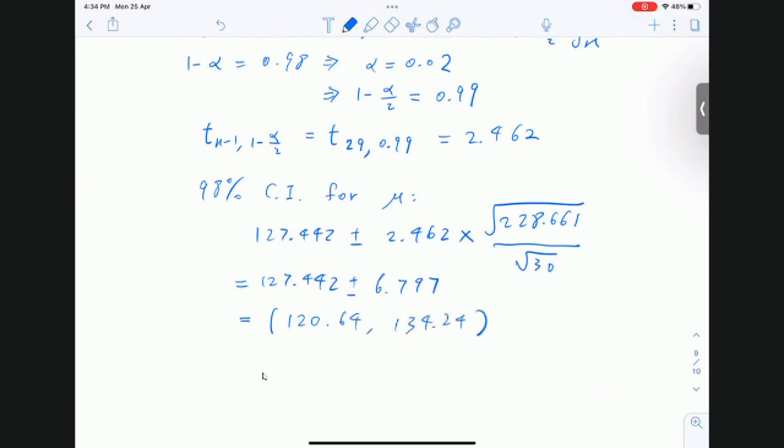So the calculation will be quite routine. The crucial part is to identify the correct formula to be used and also to find the correct number for this quantity. Is there any question?